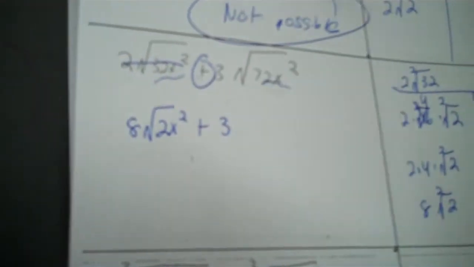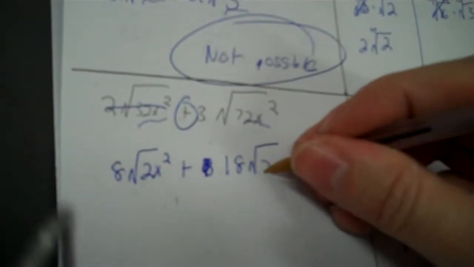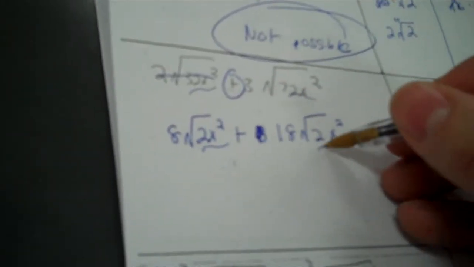Okay, now I'm going to rewrite that, but I'm going to write 8 square root of 2, but I'm going to put x to the second in there, okay, plus 3, or no, not 3 anymore. This is now 18 with the square root of 2, and we put x to the second inside. Now, they are the same, okay? You have equivalent expressions, so you have the square root of 2x to the second. And 8 plus 18 is 26.